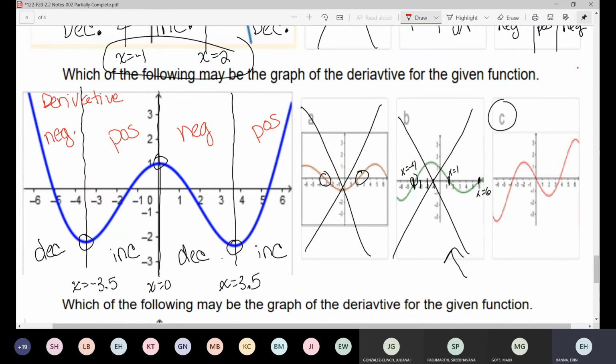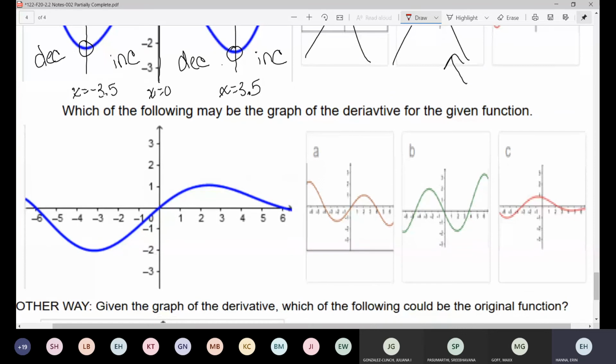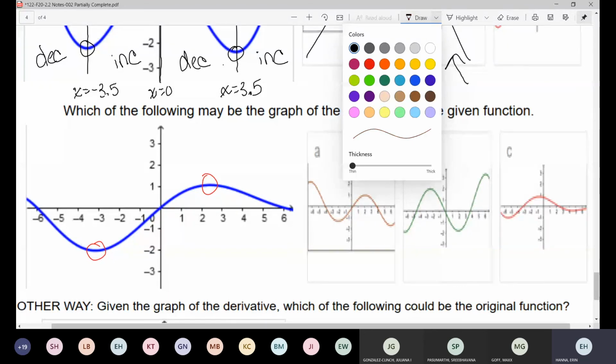I'm running out of time faster than I thought I would. We're going to do one more, and then I guess we will get the other direction on Friday, because we're out of time. So one more. Same idea. Where are my maxes and my mins? No, my color's changed. I never changed it back.